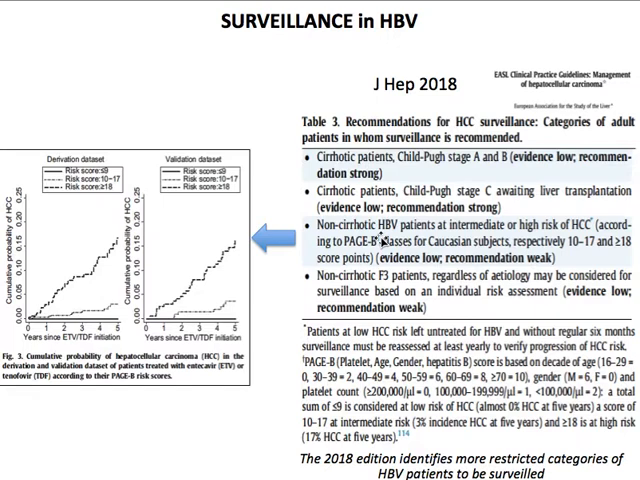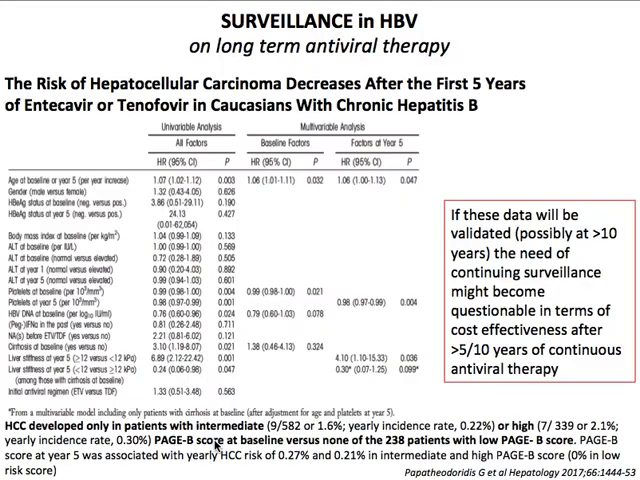PAGE-B is based on gender, age, and platelet count, and it provides three classes: a score up to 9, 10 to 17, and 18 or more. And as you can see, the higher scores have a higher risk of hepatocellular carcinoma. The intermediate score has still a substantial risk, while the patients with the lowest score have a negligible risk of hepatocellular carcinoma. Therefore, despite suffering from active hepatitis, it is not cost effective to submit these patients to surveillance.